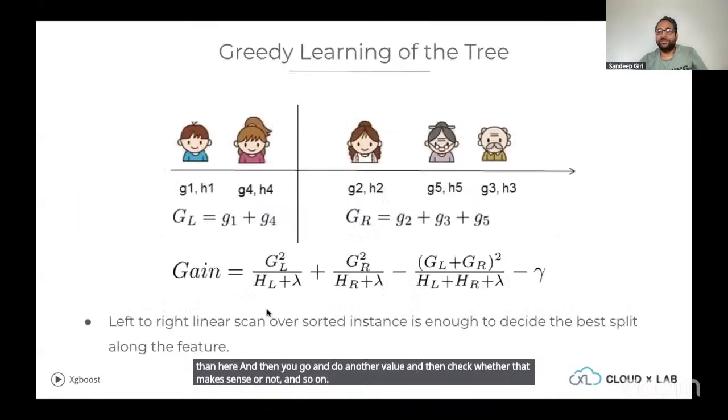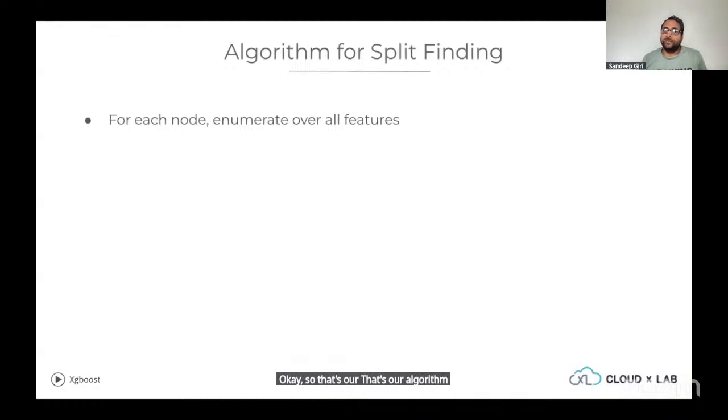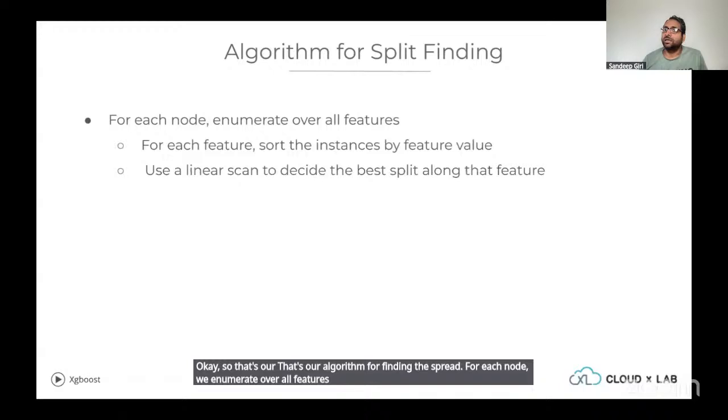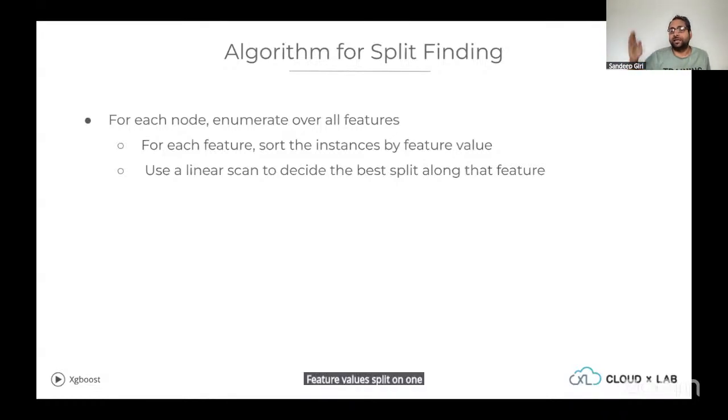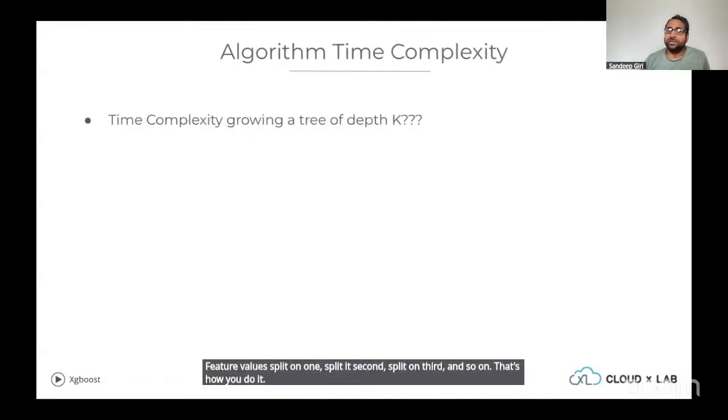Okay, so that's our algorithm for finding the split. For each node, we enumerate over all features. For each feature, sort the instances by feature value, then use a linear scan from left to right. So you sort the data by feature value, split on the first, the second, the third, and so on. That's how you do it. Take the best split along the features and so on.